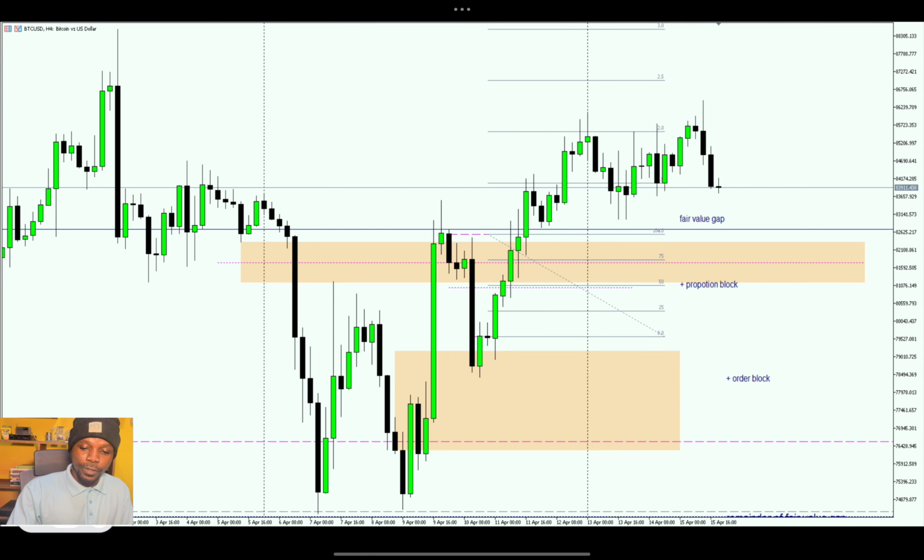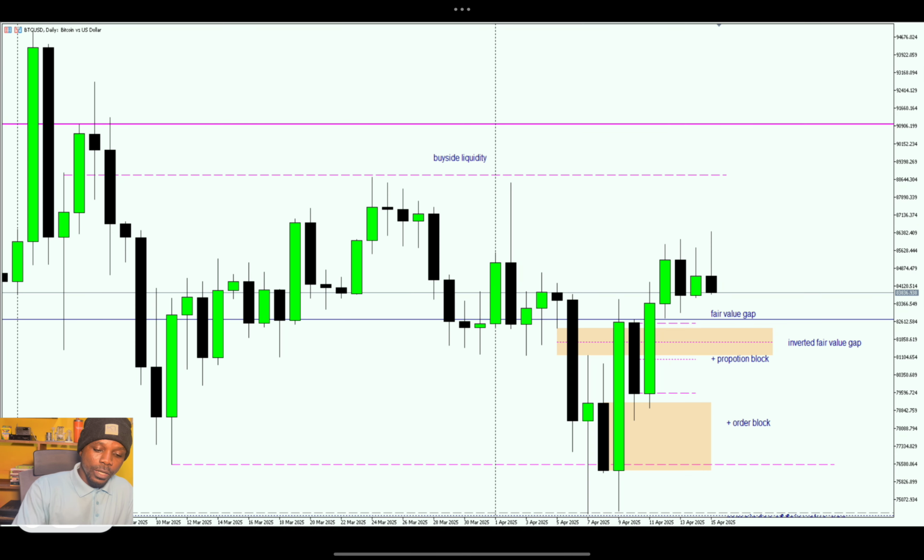Now, when we pull a fib and look at where the mean threshold of the inverted fair value gap on the daily happens, it is in confluence with the 75, so let me say it's in confluence with the 25% level of the proportion block. I would always want to expect price to do a reversal around that same area. Okay, so beautifully, that is it.